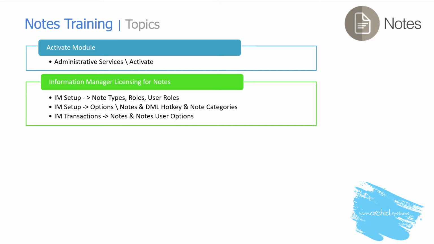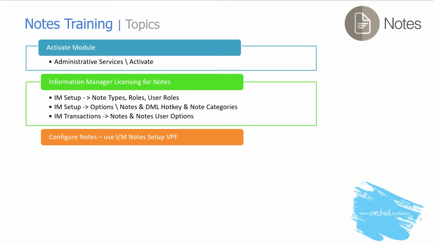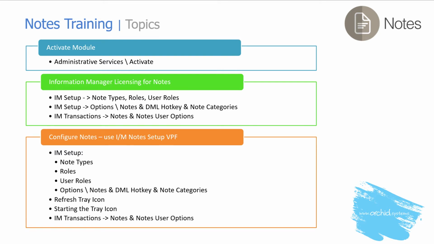And we're going to go through the steps on how to configure Notes, and we're going to use the Notes visual process flow. That walks you through in the right order the note types, roles, user roles, using options to define your Notes and Document Link Hotkey tab and Notes Categories tab, how to refresh the tray icon, how to start the tray icon, and in transactions, how to use the Notes and Notes user options.